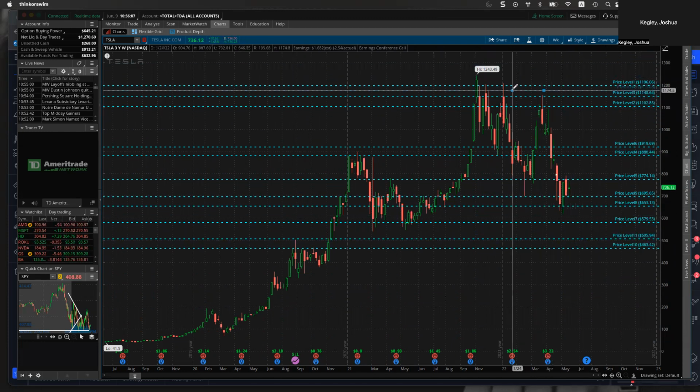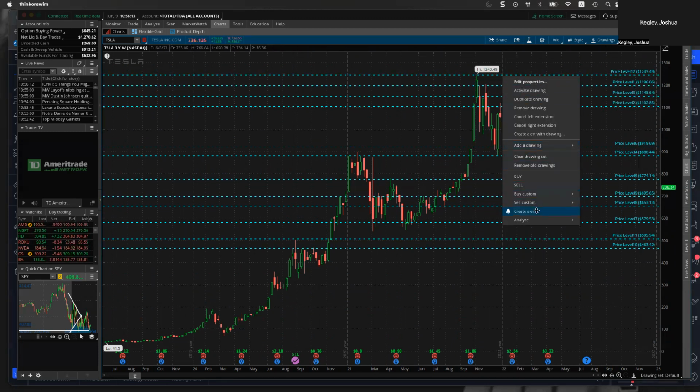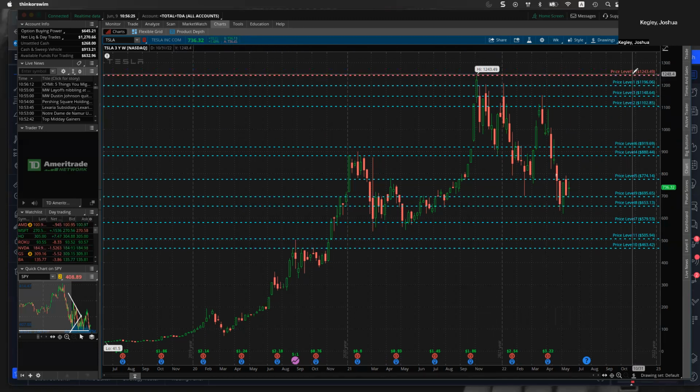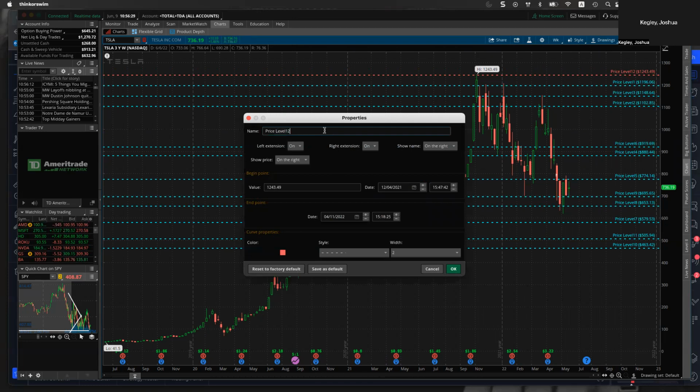But the reasons why I mark these: we have the top up here, which I'm going to mark as the high. I'll probably just put that as a different color just to mark it as a high. So I'm going to put that as, I'll do a red line. And you can rename these. Another thing that I'll do that helps me out is I'll put resistance on a weekly.